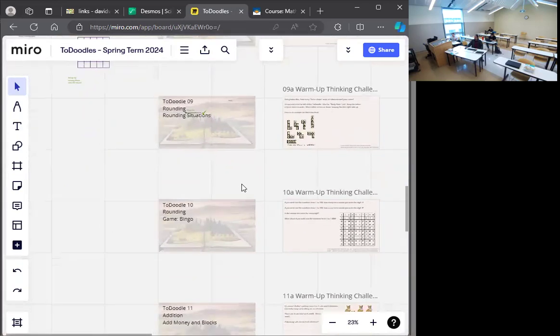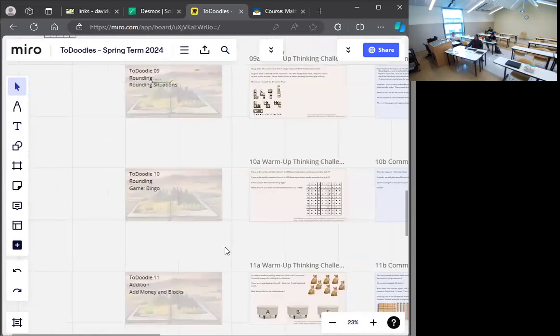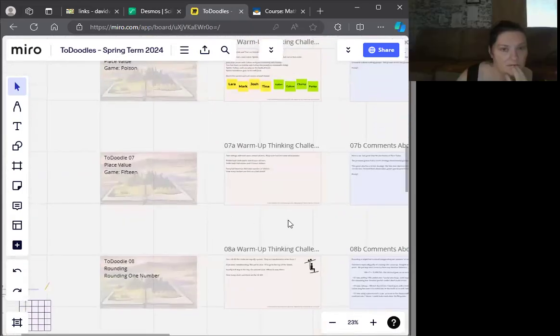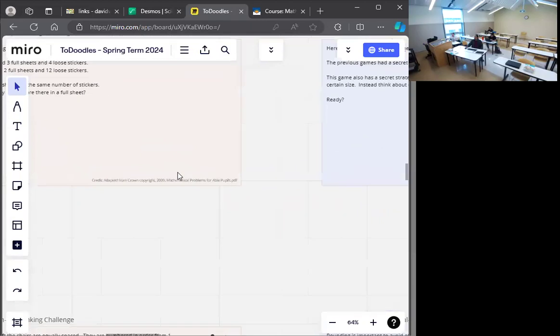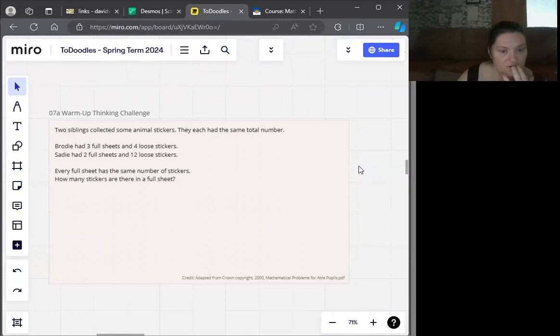So rounding has a bunch of things, and then we'll get to addition and subtraction after that. So there's lots of these, we will take our time. But we're on now, and there's always starting with a warm-up problem. Here's where we are.